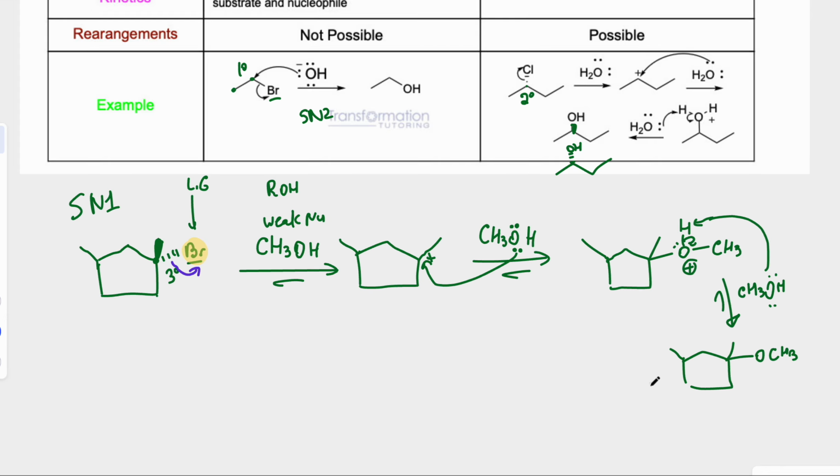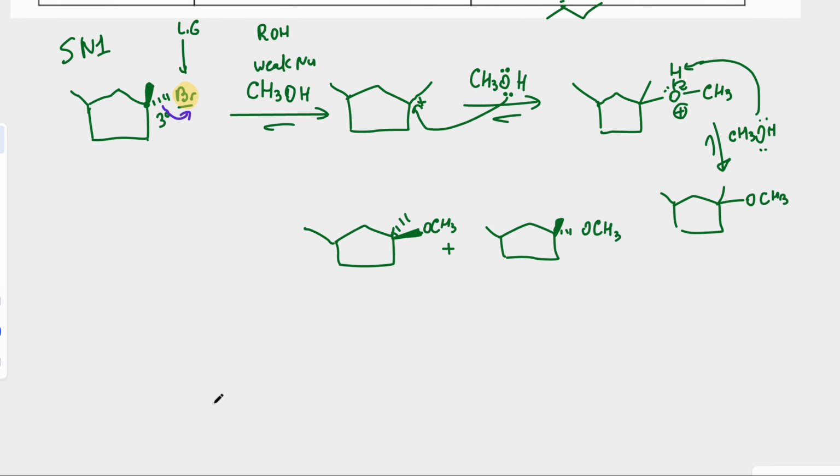Now, if I wanted to show stereochemistry for this product, I started with my bromine being on a dash. Remember, in SN1, I make a racemic mixture. So I'm going to show my OCH3 being either on a dash or on a wedge. You make both products. So let's show both products. Methyl group. If OCH3 is on a dash, that means methyl is on a wedge. If OCH3 is on a wedge, that means methyl is on a dash. So that's my first reaction.